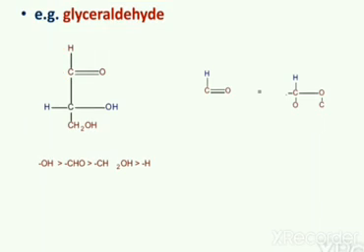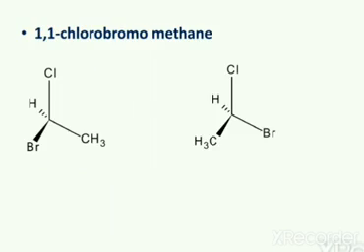So far we have discussed the rules to assign R/S configuration. Now we shall apply those rules to some molecules for assigning R/S nomenclature. Here we have 1,1 chlorobromomethane. In this we have a chiral center. This chiral center is attached with 4 different attachments: bromide, chloride, methyl and hydrogen. First we need to assign the priority for these attachments. Among these, the bromine gets the most priority, so we are giving 1.